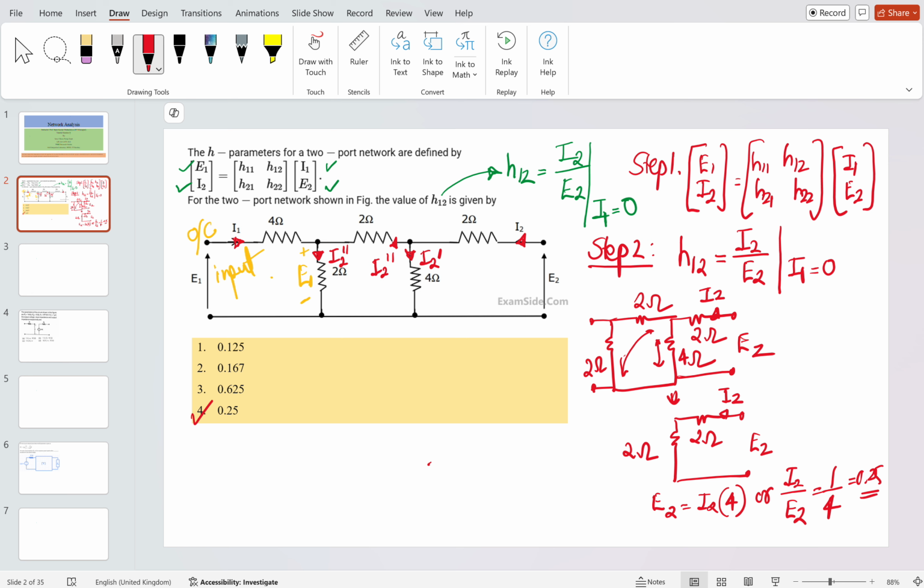Okay. Let's move to the second problem. Try to solve this.